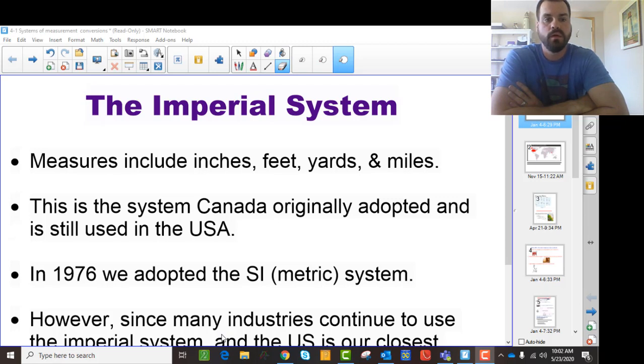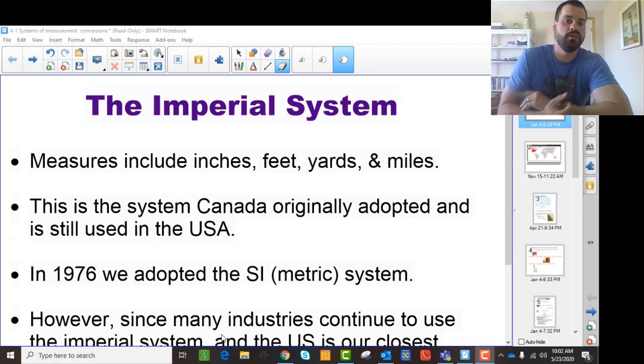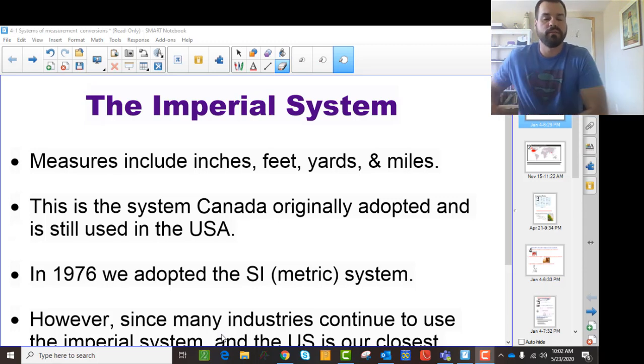Okay, so the imperial system first, you're talking about things like inches, feet, yards, miles, gallons for volume, different things like that. And you're probably familiar with this system because the US still uses it. Canada used to, but we now use what is called the metric system. And when we're talking about the metric system, we're talking about things like meters, centimeters, kilometers, that kind of thing.